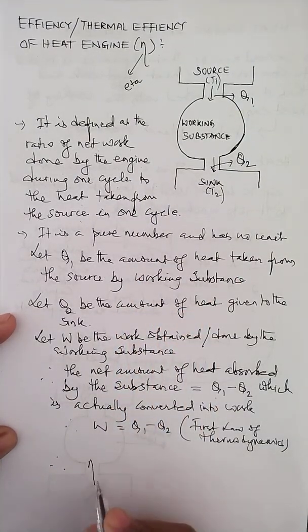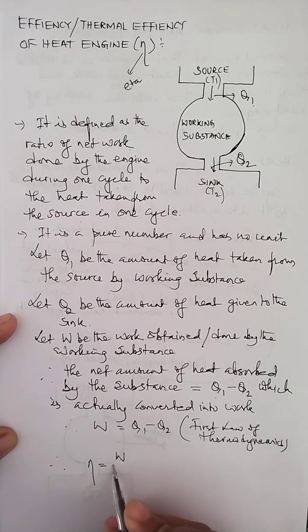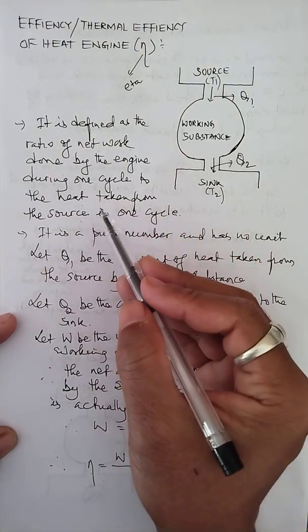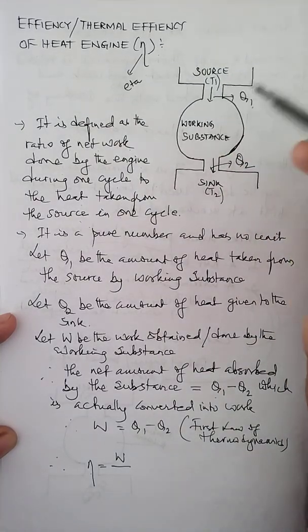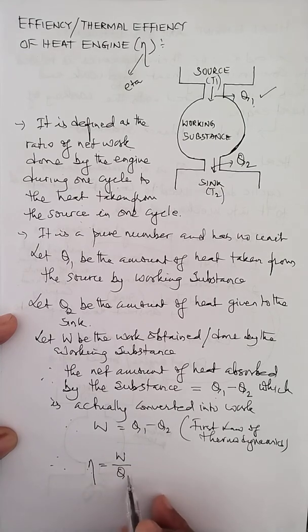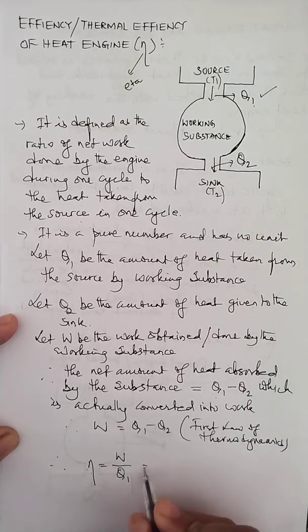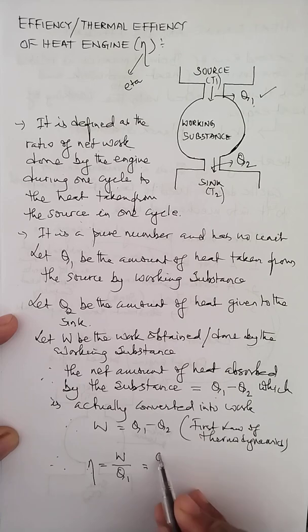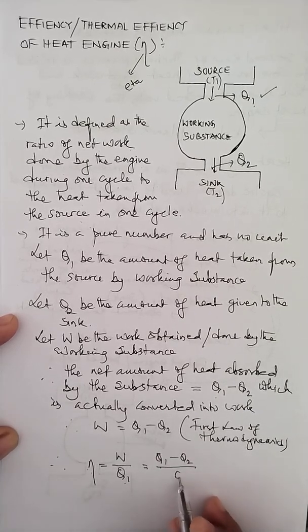So as per the definition, efficiency, eta, equals the net work done by the engine in one cycle, W, divided by the heat taken from the source in one cycle, Q1. So eta equals W by Q1 is the relation that measures the efficiency. But children, you can see W means Q1 minus Q2, divided by Q1.